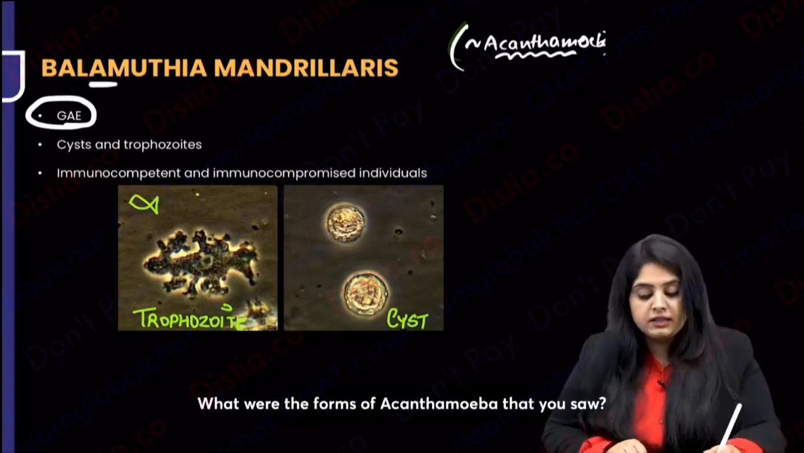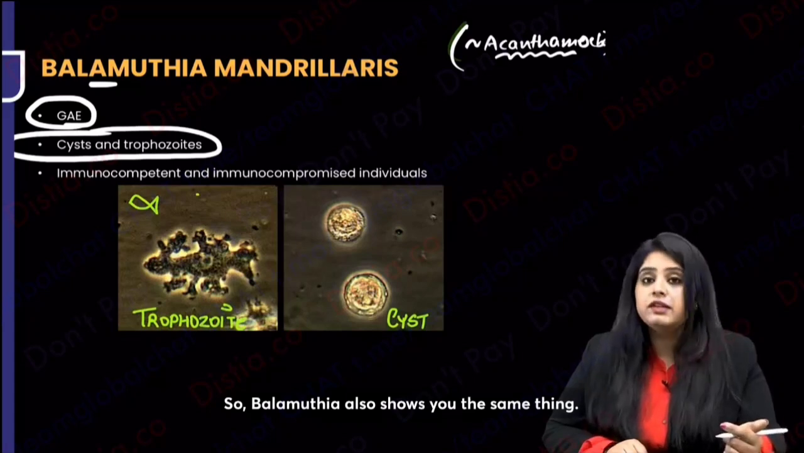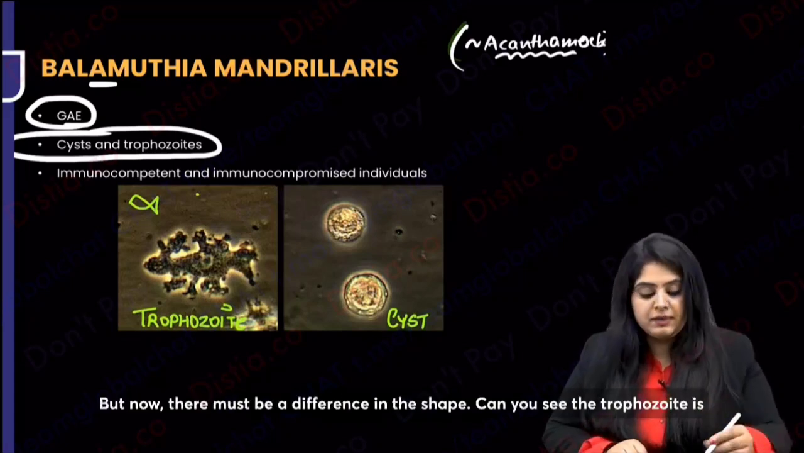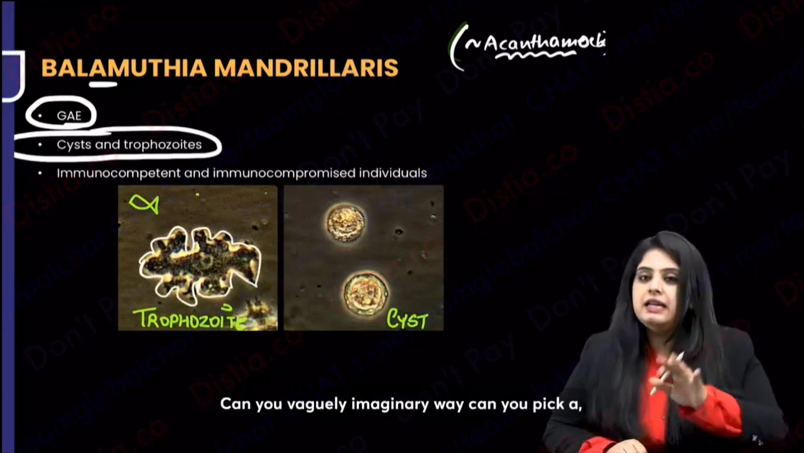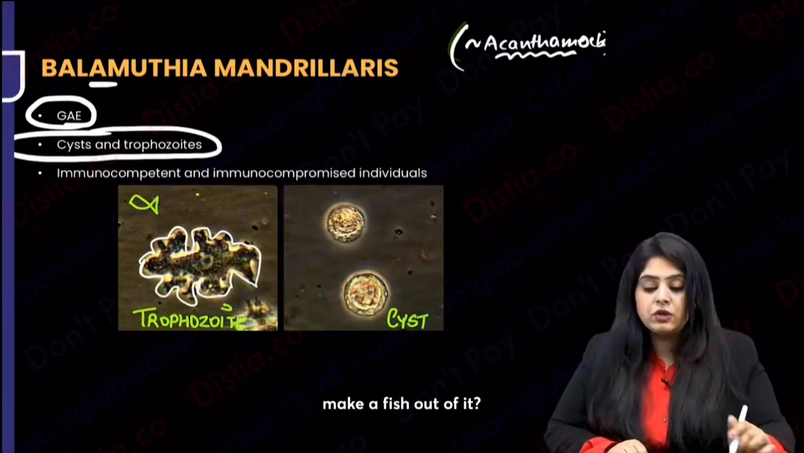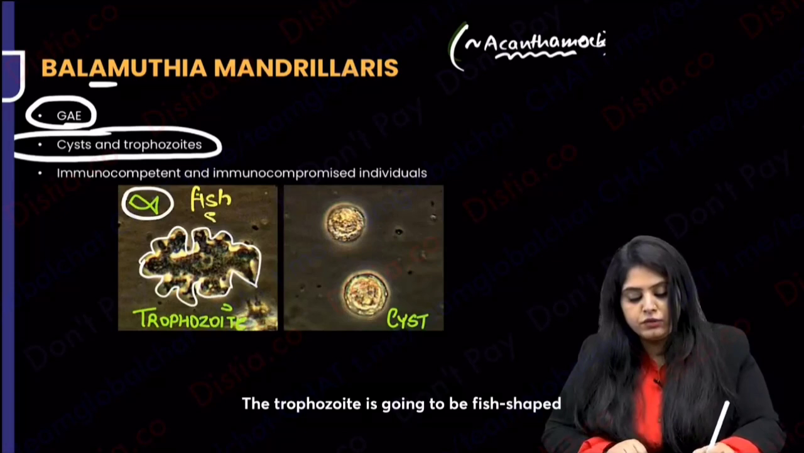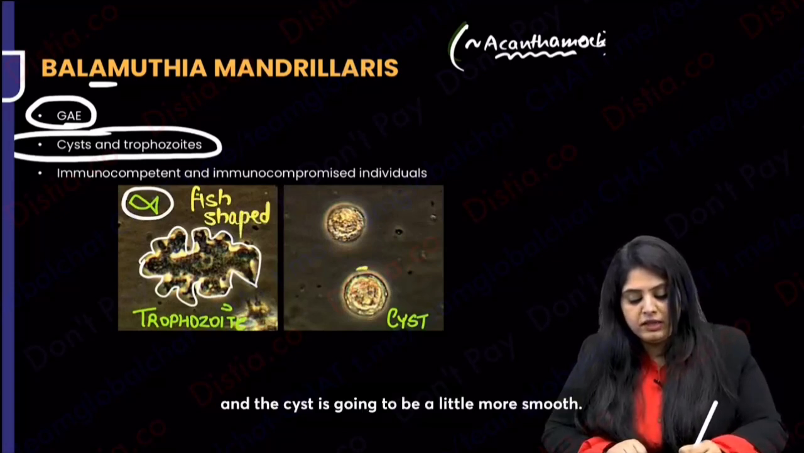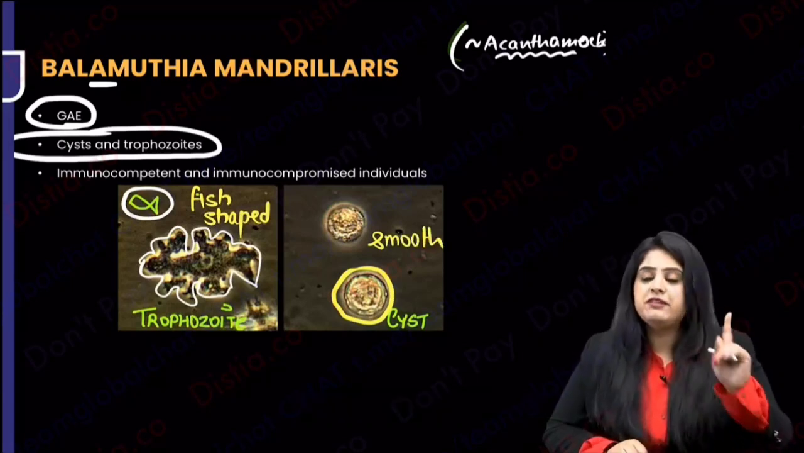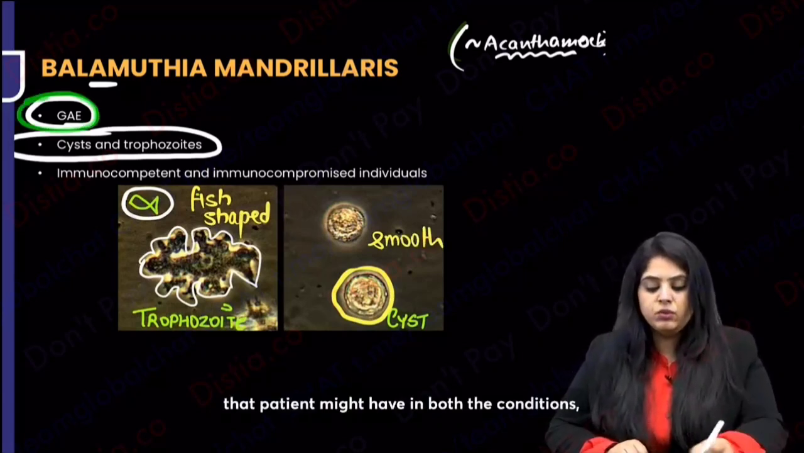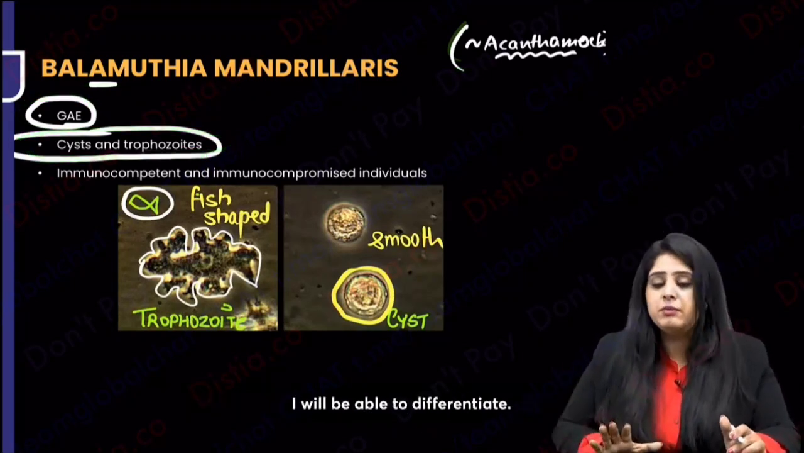What were the forms of Acanthamoeba that you saw? You saw trophozoites and cysts. So Balamuthia also shows you the same. So till here it is the same, but now there must be a difference in the shape, na? Can you see the trophozoite is somewhat looking like a fish? Can you vaguely make a fish out of it? Yes, so the trophozoite is basically fish shaped, and the cyst is going to be a little more smooth. The cyst is not wrinkled. So finally I found one difference: the patient might have granulomatous amoebic meningoencephalitis in both conditions, but when I look at the cyst and the trophozoite, I'll be able to differentiate.